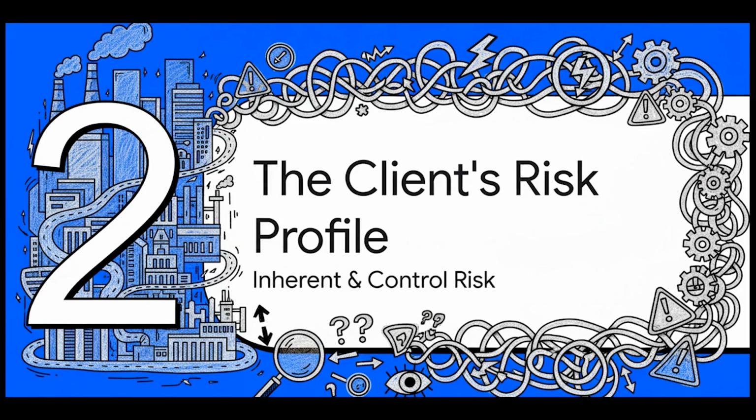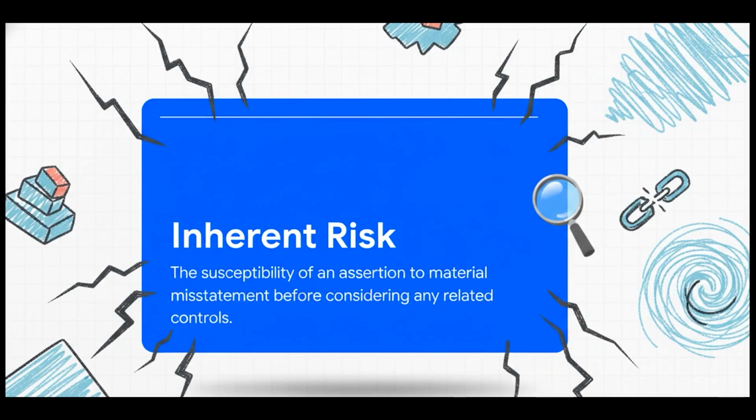Right, those first two parts of the formula, inherent and control risk, they're all about the client's world. This is the situation the auditor walks into. And here's the key thing to remember. The auditor can't change these risks, but they absolutely, positively have to understand them inside and out. First up is inherent risk. You can think of this as the raw baseline level of riskiness that exists before you even think about any of the company's safety nets or controls. Some accounts or transactions are just naturally more likely to have problems. It's the risk that's just, well, inherent.